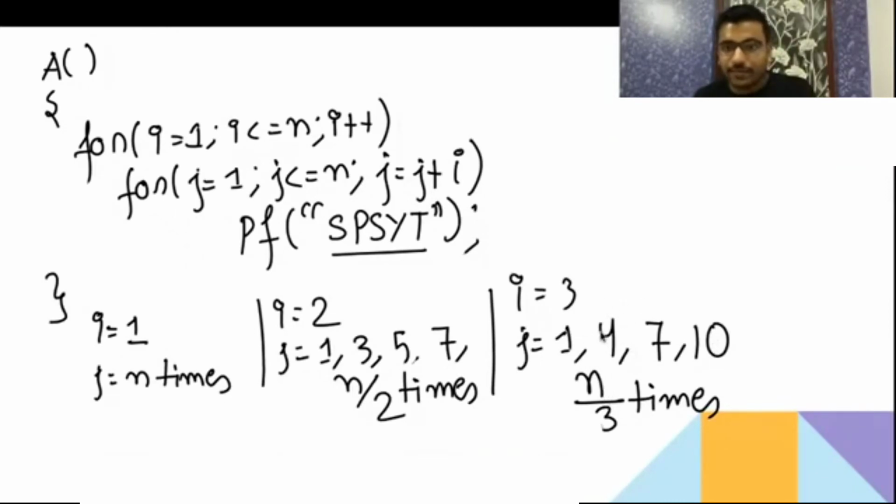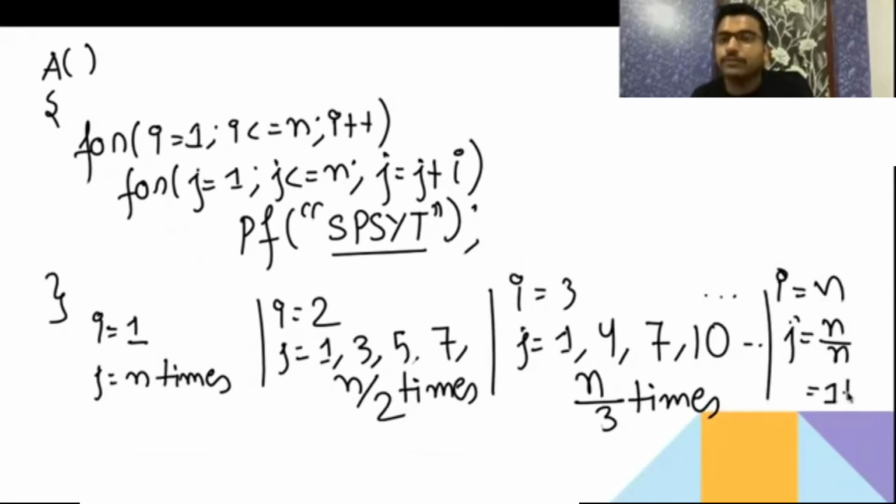So for the third number you are executing, 2 numbers are going to be missed here. So n by 3 times you are going to execute for j. When i is equal to 3, j is going to execute for n by 3 times. Clear? So similarly, when i goes to n, j will execute how many times? Whatever it is, it is going to be n divided by n. That is one time.